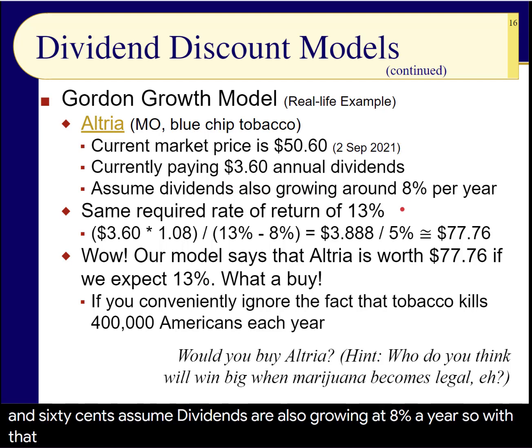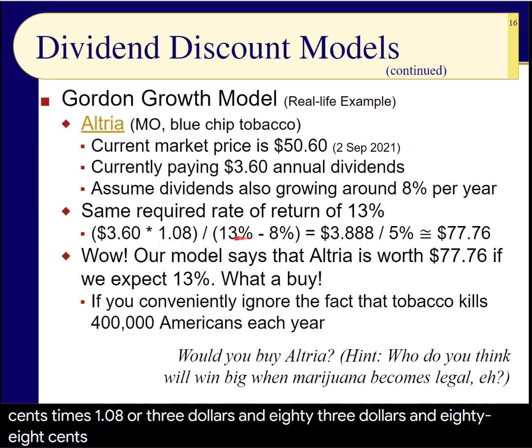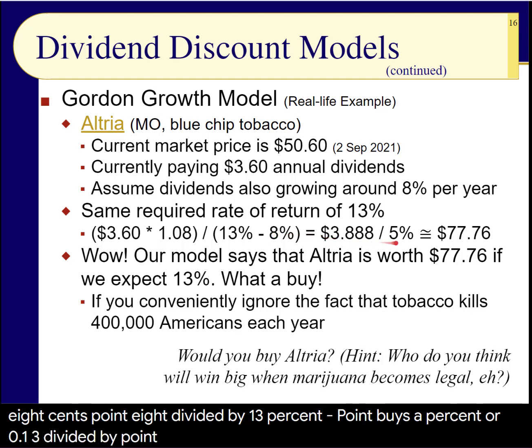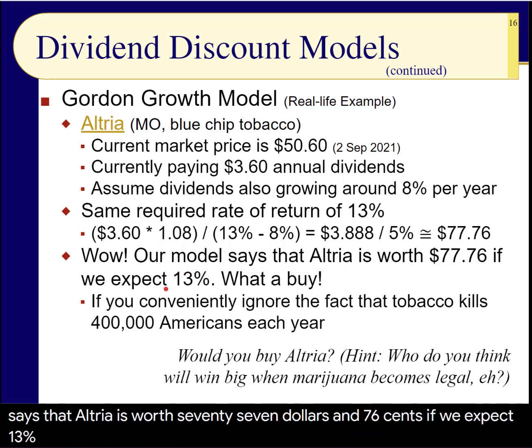So with that same required rate of return of 13%, we get $3.60 times 1.08, or $3.88, divided by 13% minus 8%, or 5%, which is about $77. It's almost $78. Our model says that Altria is worth $77.76 if we expect 13%. What a buy!